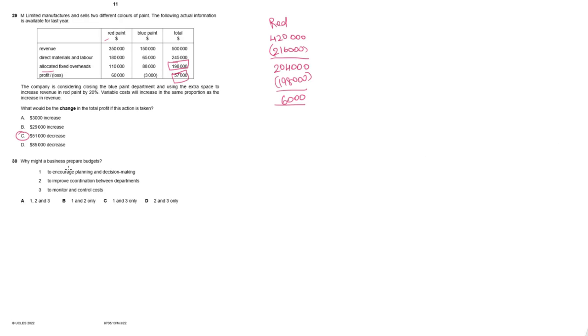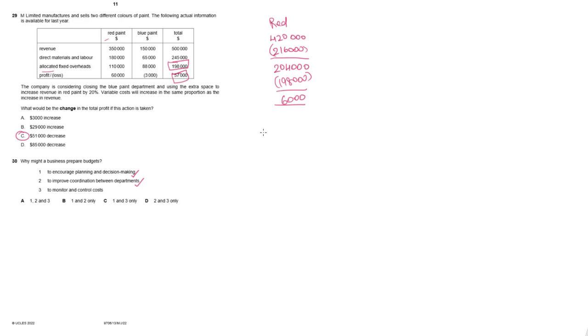29C. Why might a business prepare budgets? To encourage planning and decision making, correct. To improve coordination, correct, because budgets are interlinked. Each department is given their own budget, and when budgets are prepared, they are prepared keeping in mind the other departments also. So budgets of sales department will be prepared keeping in mind the capacity of the production department.